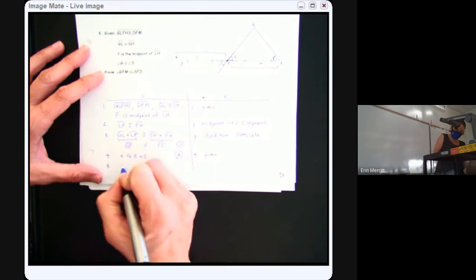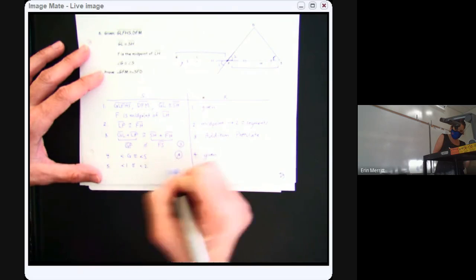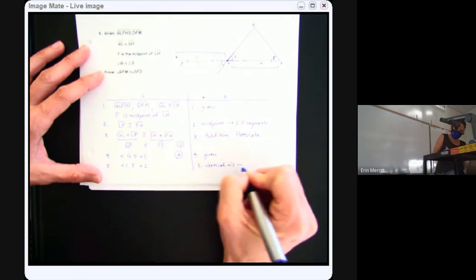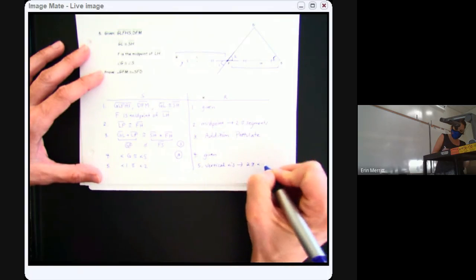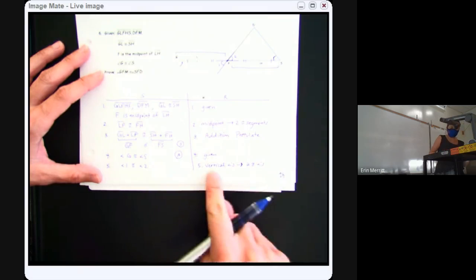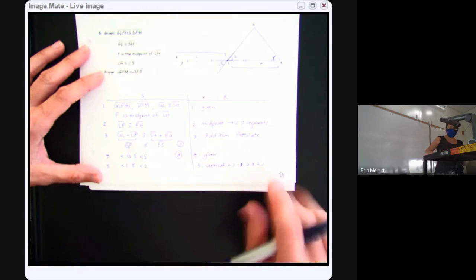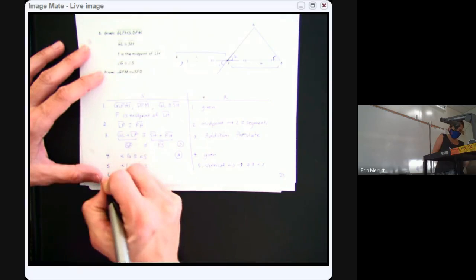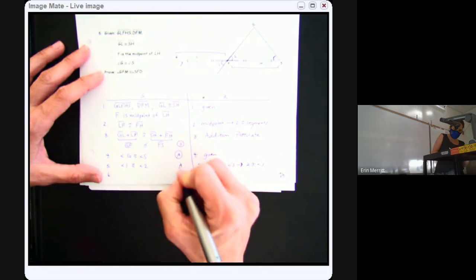I'm going to make step 5 that angle 1 is congruent to angle 2 because vertical angles implies that we have 2 congruent angles here. Please make sure you write the full step. Writing only half the step gets you only half the credit, okay? Please make sure to finish that thought. That is another pair of angles.